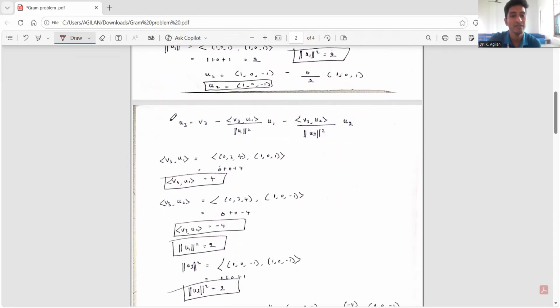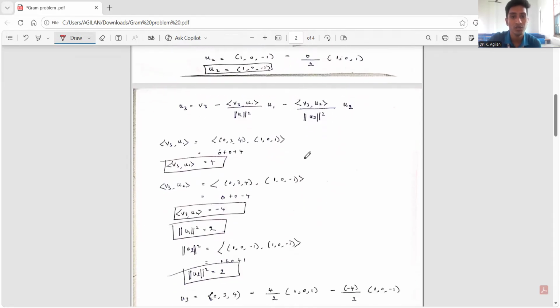Next, again, we have a formula for U3. U3 is nothing but V3 minus inner product of V3 comma U1 divided by norm of U1 square into U1, minus inner product of V3 comma U2 divided by norm of U2 square into U2. Fine. So again, the first step is to find the value of inner product of V3 comma U1 and V3 comma U2. So first, V3 comma U1.